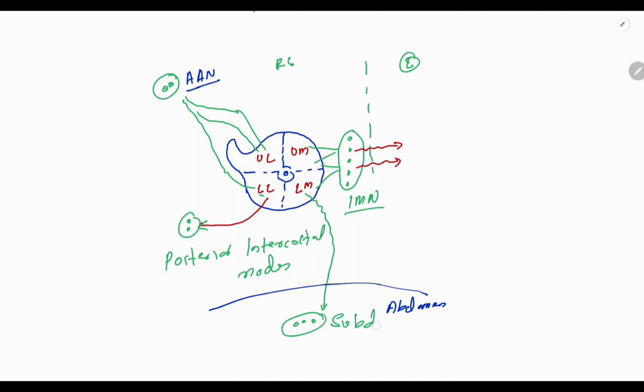We have subdiaphragmatic nodes. Then we have subperitoneal nodes. Subdiaphragmatic means below the diaphragm. Subperitoneal means inside the peritoneum, or inside the peritoneal cavity, there are lymph nodes there. So it goes here to the subdiaphragmatic lymph nodes, right?